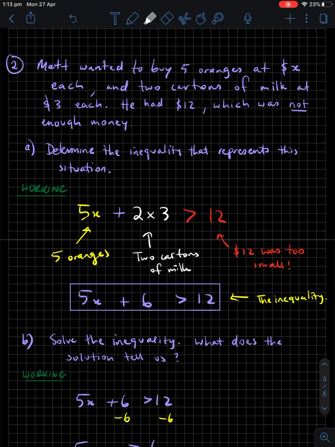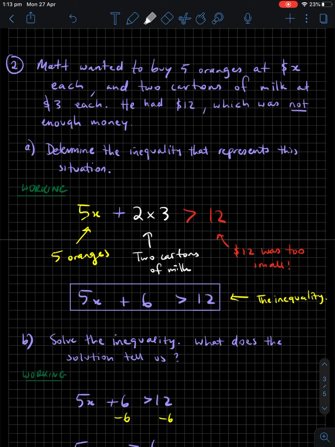Question 2 is a bit of a word problem. Okay, so Matt wanted to buy 5 oranges at X dollars each. So we don't know how much the oranges are. They're X dollars. And he wants to buy 2 cartons of milk at $3 each. So 2 lots of $3. He had $12, but that was not enough money. So it's a really important idea there.